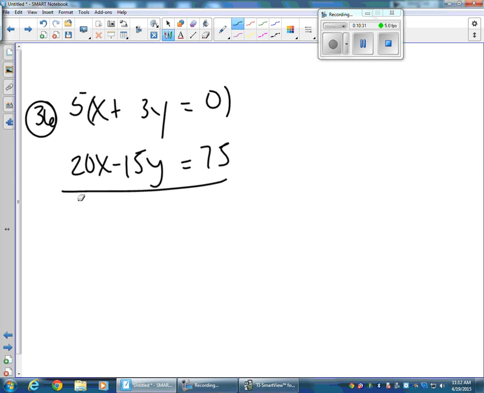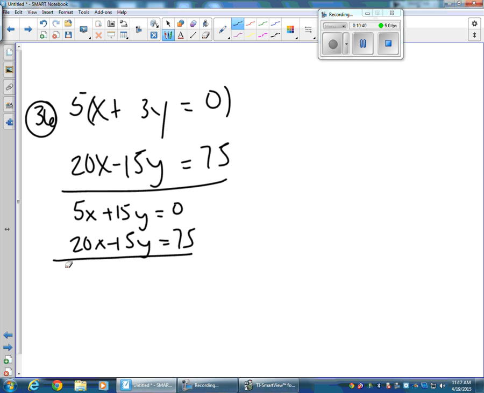So if I multiply the top line by 5, it becomes 5x plus 15y is equal to 0. And the bottom line stays the same. And then what I do is I just combine these two lines. 5x and 20x is 25x. This cancels. 0 plus 75 is 75. Divide by 25, you get x is 3.